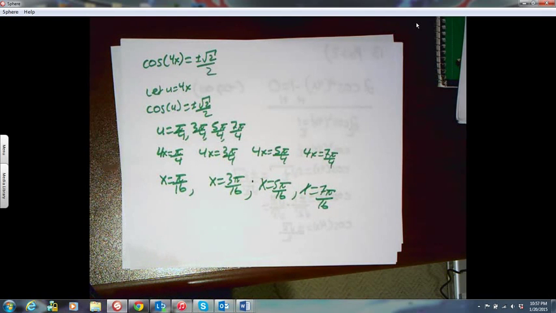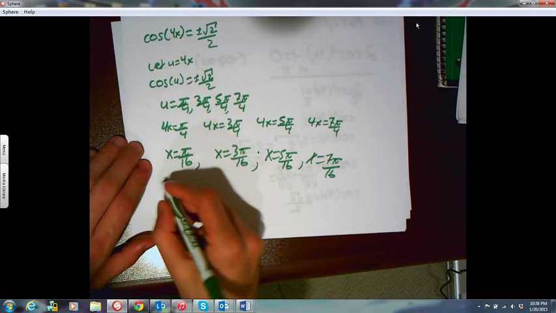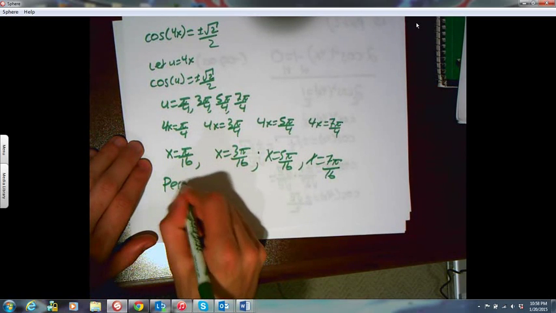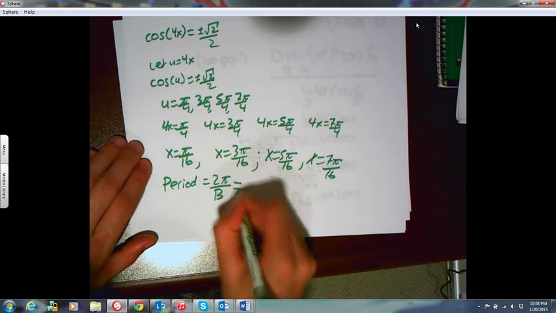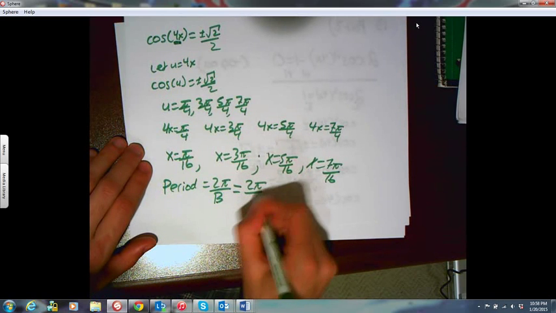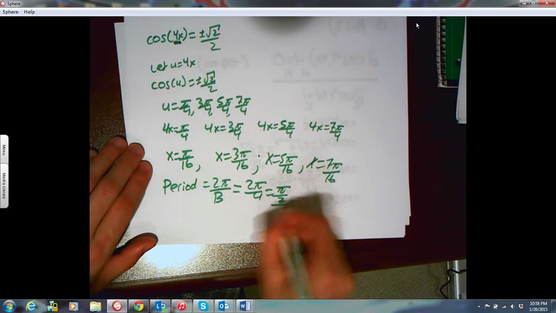And then, of course, they want to go from negative infinity to infinity, so we need to add the period times k. So what is the period? The period equals 2 pi divided by b. What is b? b is 4. 2 pi over 4, which is equal to pi over 2. So what is our final answer?